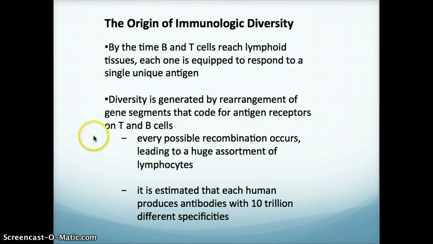And that diversity is generated by a rearrangement of the gene segments of the receptors, the receptor portion of the T and B cells. And every possible recombination occurs. So there is an enormous assortment of lymphocytes. As a matter of fact, it's estimated that each human can produce antibodies that have 10 trillion different specificities. So think about how big that is. We should be able to recognize any foreign agent that comes into our body just by the nature of this diversity.